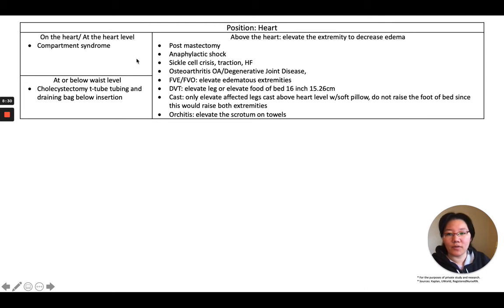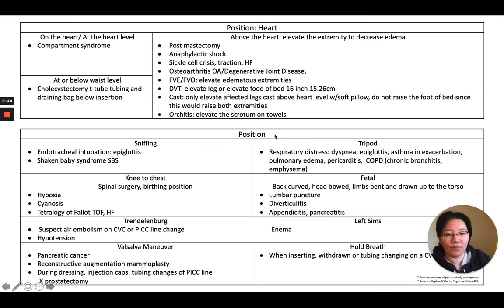Again, position for the heart. I just remember these two, and then the rest, the answer is this one. Here I have put the specific positioning that applies. Let's see Trendelenburg, for example, a really popular one. Here are the two conditions that we use for Trendelenburg.